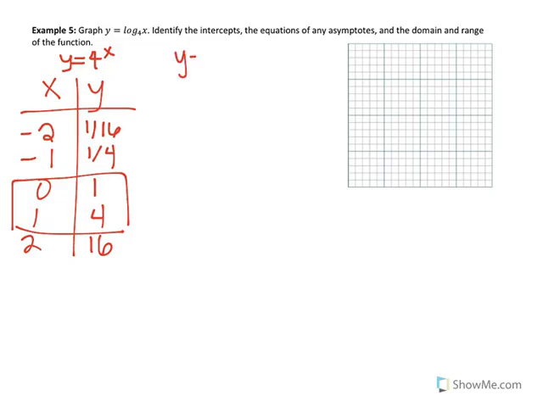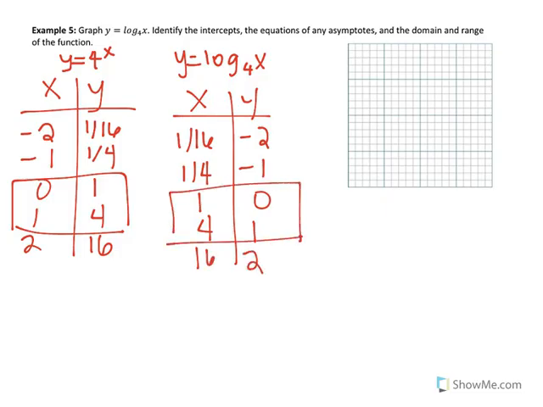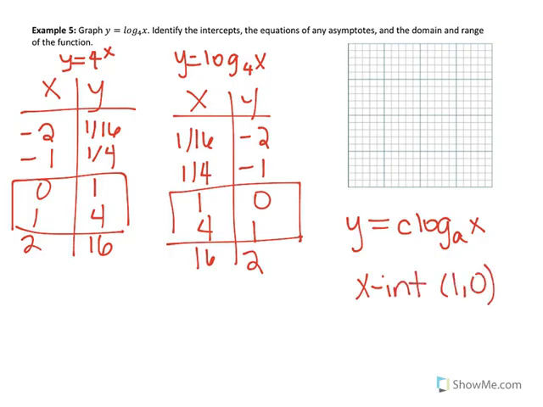Because when I graph now log base 4 of x, we would invert them because they're the inverses. And we'd have 1/16 and -2, 1/4 and -1, 1 and 0, 4 and 1, and 16 and 2. But these points right here are really important because it's our x-intercept. So if you have a function in this form, y equals c log base a of x, and it hasn't been translated or anything like that, you are going to have an x-intercept at 1 and 0. So you plot 1 and 0.